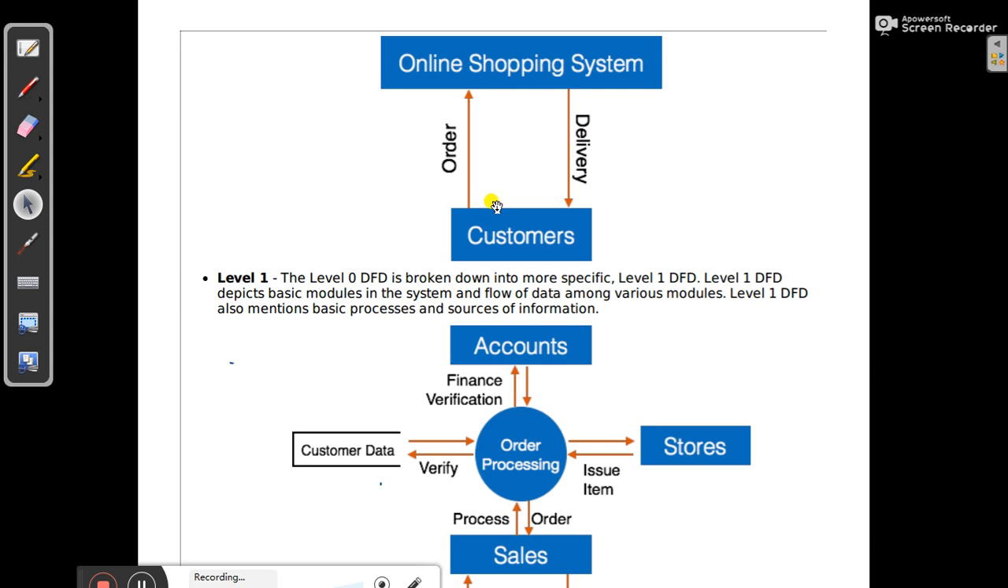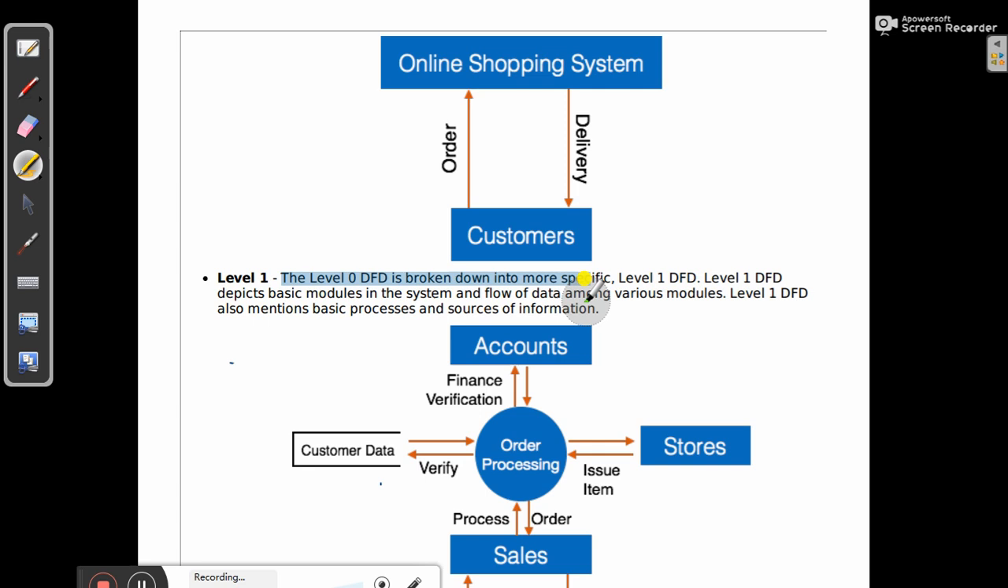So the highest abstraction is shown. Suppose this is an online information system, where an online shopping system is associated with customers, where the customer will order and the system will deliver. So this is level 0. This is highly abstract. If we deconstruct this further, it will become level 1.